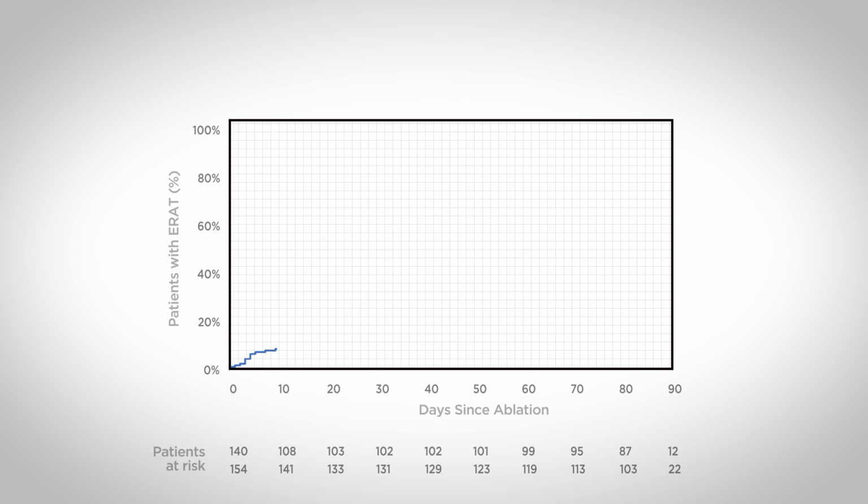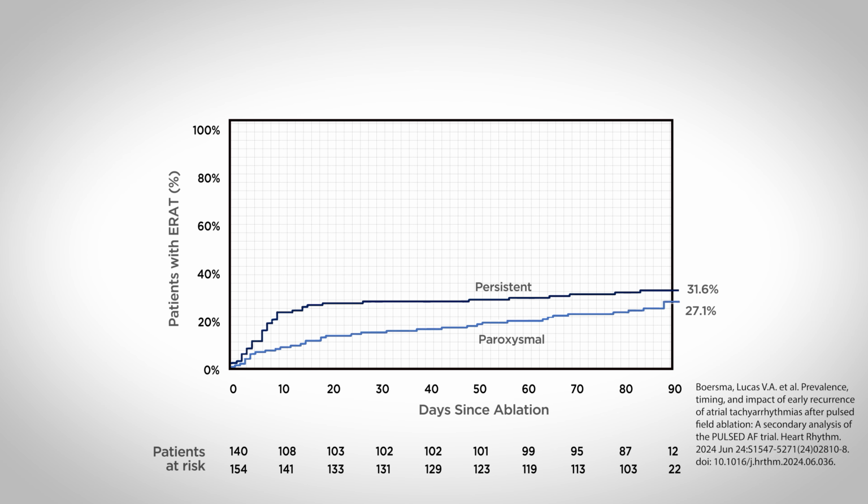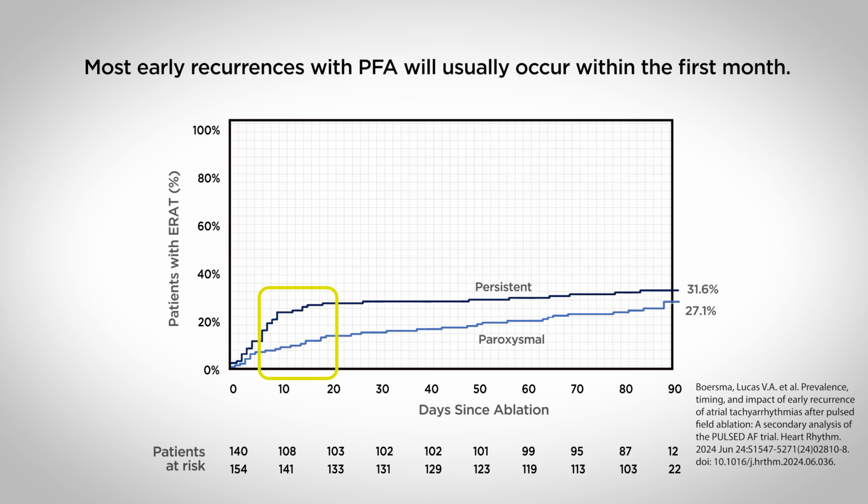It is unclear if this can allow us to further change the acceptable blanking period after ablation, and further clinical data on this is required. For example, in a sub-analysis of the PULSED AF trial, we showed that if early recurrence happened, it usually occurred at 7.5 to 20 days post-ablation. Almost all the early recurrences occurred within the first month.